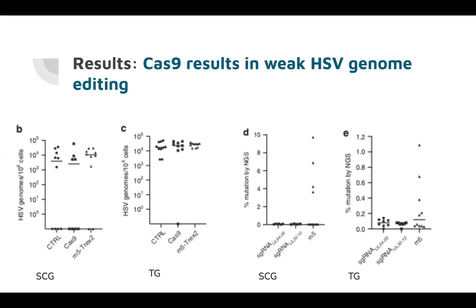And you can see that at both sites of the short guide RNAs in the superior cervical ganglia, there was almost no detectable editing. And in the trigeminal ganglia, there was a very low percentage. In both graphs, you can see that the gene editing accomplished by the single meganuclease was much higher than the dual Cas9 system.